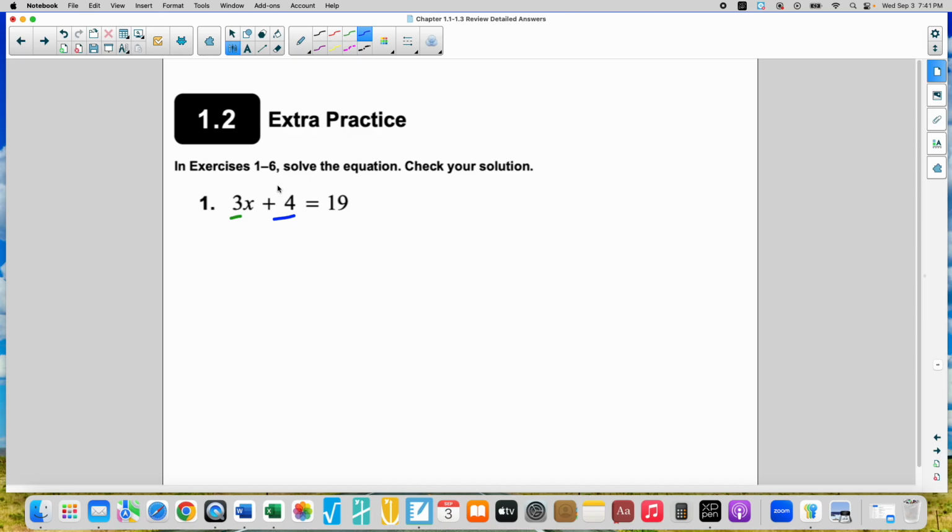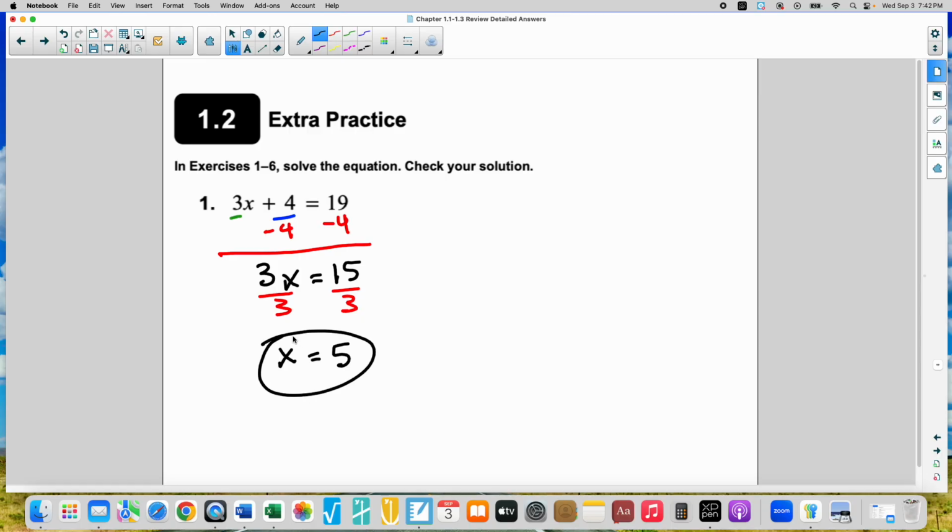We're going to get rid of the addition and subtraction in this problem. So we will subtract 4 from both sides. A positive 4 and negative 4 will cancel to make 0, leaving us with 3x equals 15. 19 minus 4 is 15. Now 3 is multiplying, so we're going to divide. We don't have to multiply by a reciprocal. We can use the most logical one. x equals 5, and that's my answer.